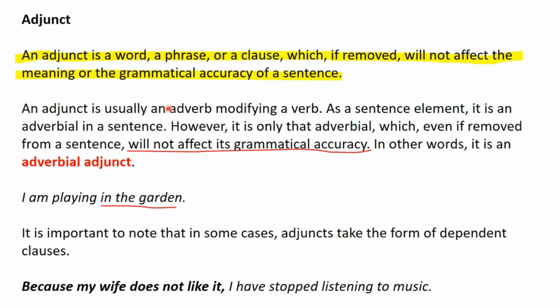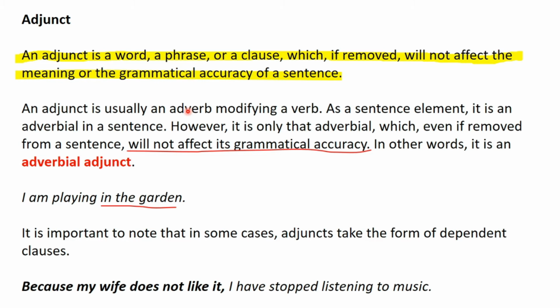So when we say that it is an adverb, it means that it is an adverbial in a sentence, because as an element of a sentence, an adverbial is either a noun phrase or a prepositional phrase or an adverb phrase indicating manner, place or time. So adjuncts are usually adverbs, which means that they are adverbial elements of a sentence. However, they are dispensable, which means that an adverbial adjunct can be removed without affecting the grammatical accuracy of a sentence. However, keep in mind that an adjunct is not necessarily always an adverb.